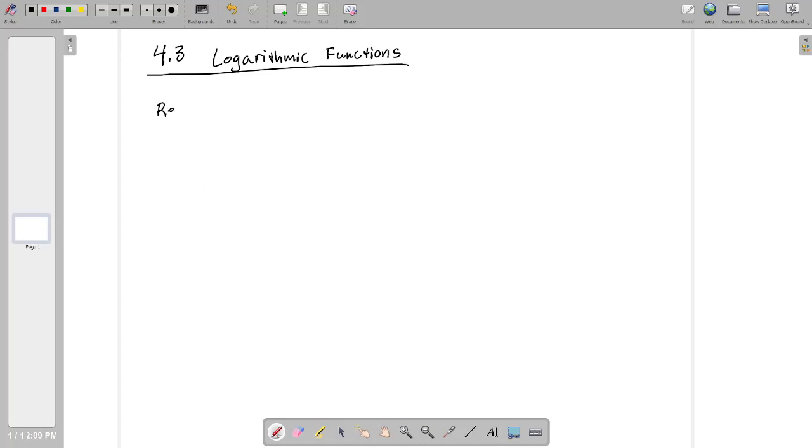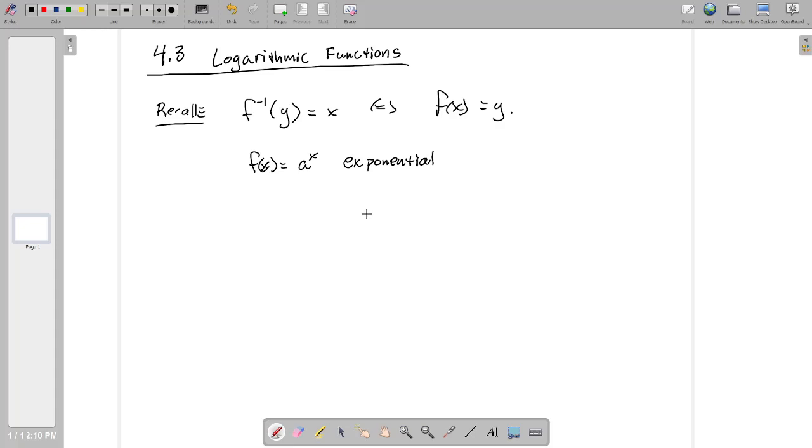So first what we need to do is recall f inverse of y is equal to x if and only if f of x is equal to y. Now the reason we need to recall this is because a logarithmic function is actually going to be defined as the inverse function of an exponential. And also recall that an exponential looks like this.